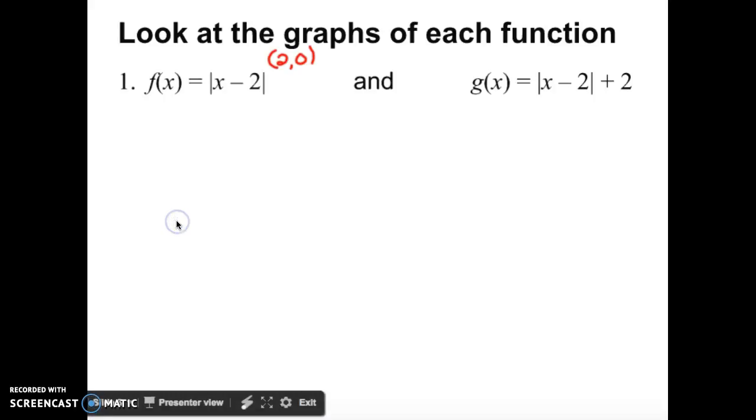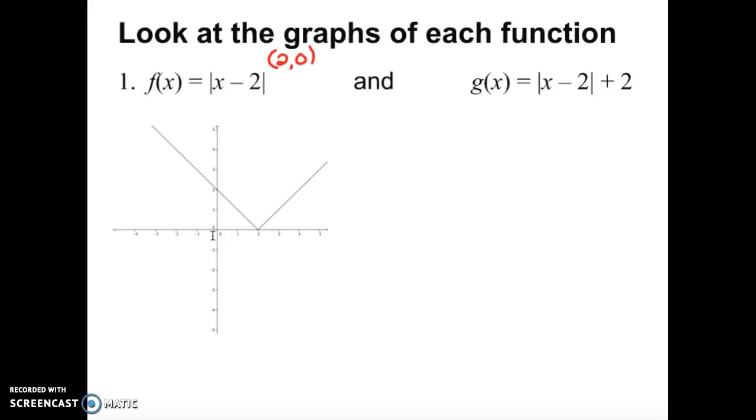So let's go ahead and take a look at that real quick. I'm going to go ahead and put it up there. So there's our graph. You may want to copy it down. You can see at 2, 0 right here, you have a vertex and it opens up.